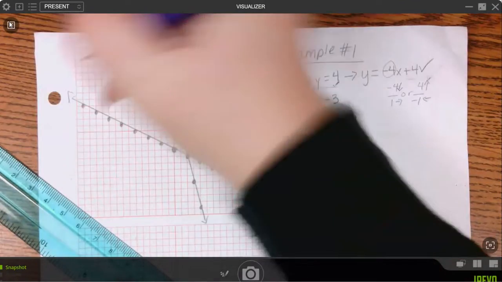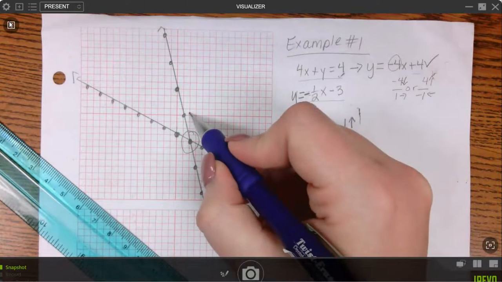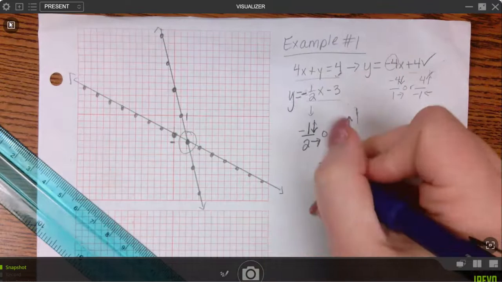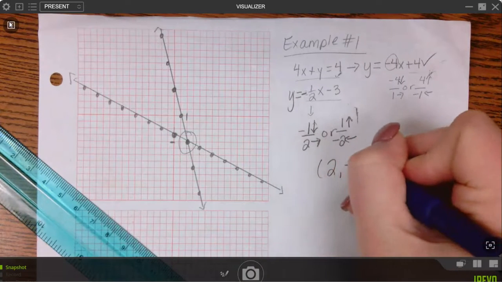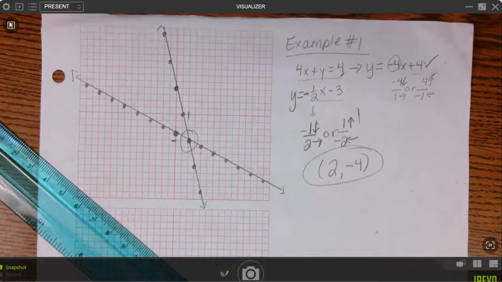And now we can see this is the intersection point. That point is at (2, -4). That's where they cross. That's your solution for example 1.